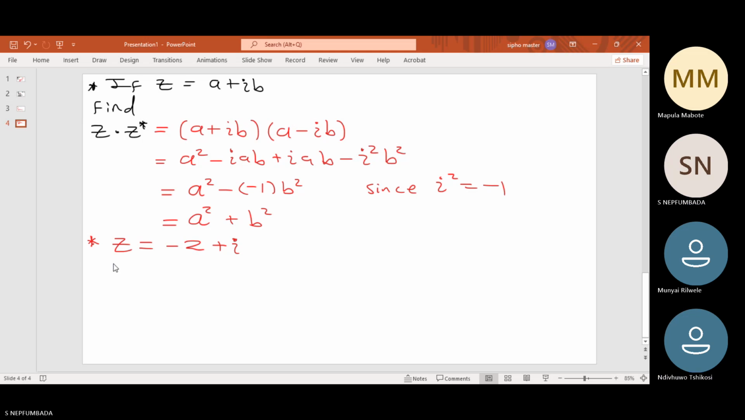They say find z conjugate multiplied by z. I'm giving you 3 minutes to solve this. Please make sure that you're solving. Are we fine?